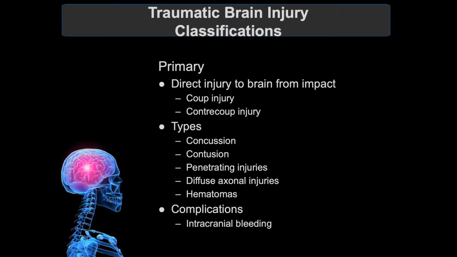Contusion, or bruising of the brain, penetrating injuries from bullets or blades, shearing injuries known as diffuse axonal injuries, and the presence of blood or old blood known as a hematoma. All of these can cause the complication of intracranial bleeding.